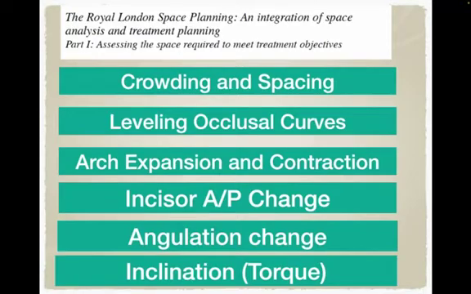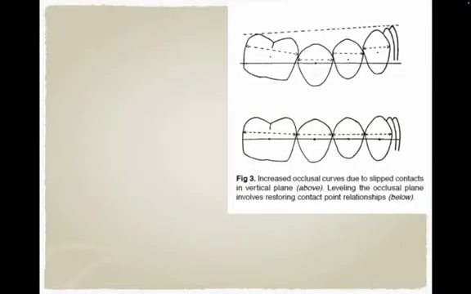So now we're done with the crowding and spacing. The second step is leveling of the curve of Spee, or the occlusal curve. As you can see here, we have the curvature, the curve of Spee. So that's one, it's kind of a curved line. If I'm going to make this line straight, by default these teeth have to move forward a little bit, which means that I need space.